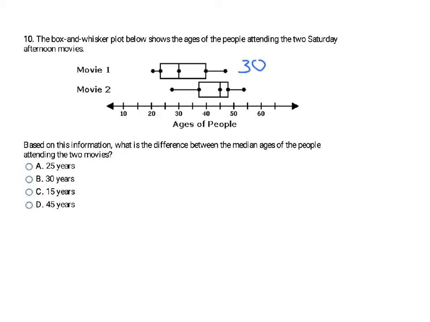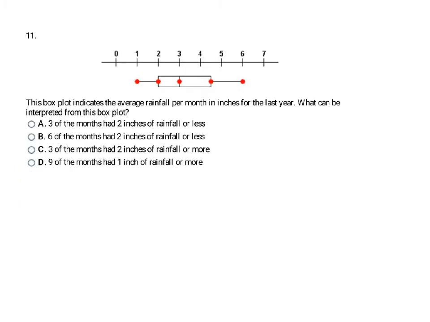And then the second movie, the line is above 45. So that means our median for the second movie is 45. And when you take 45 minus 30 to get the difference, that's going to be 15, which is choice C.